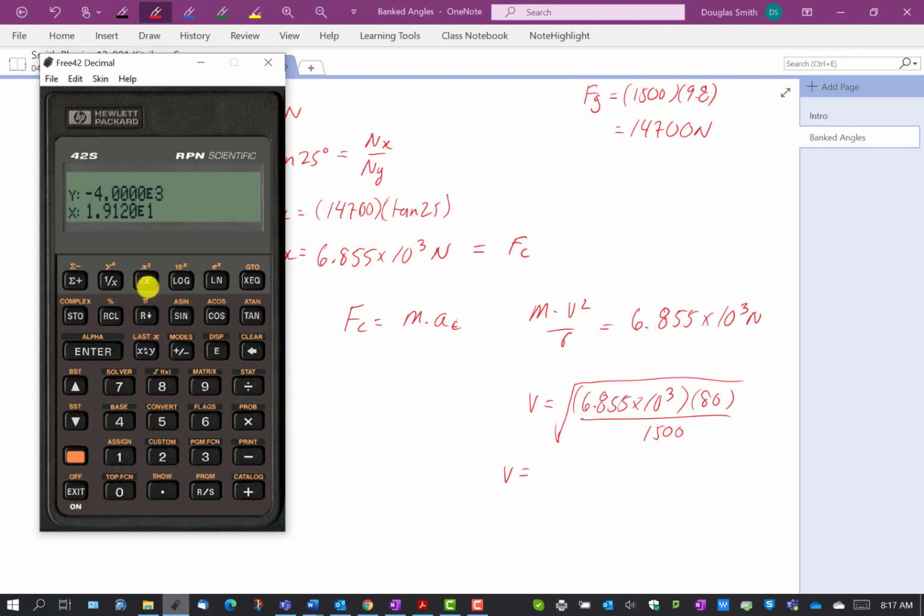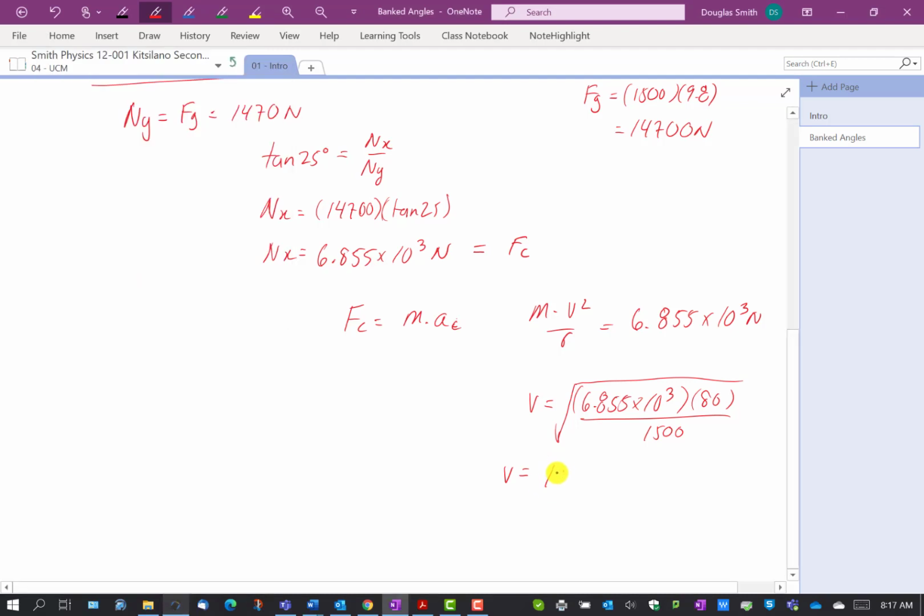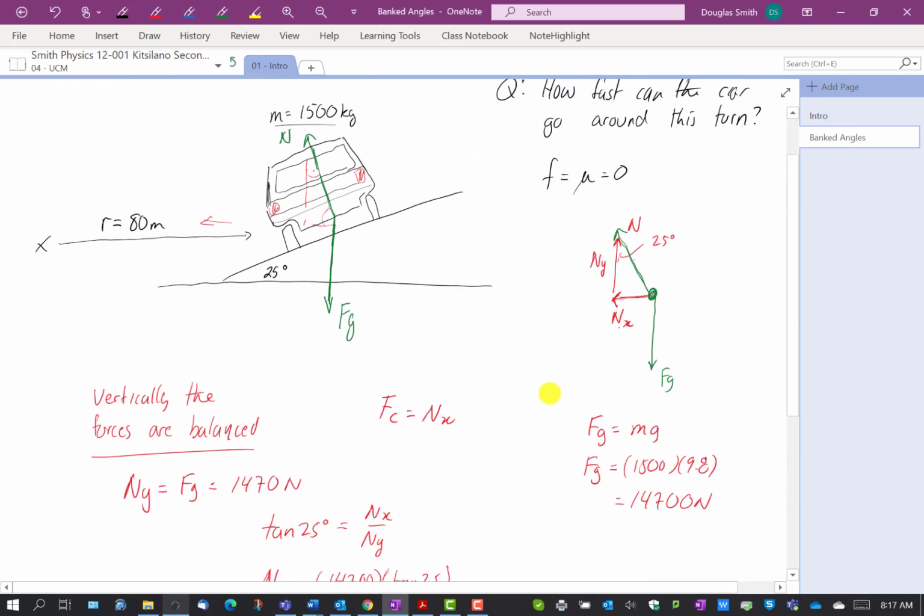So this car can actually go really fast. That's 19 meters a second around the corner. So even if there's no friction, that car can go 19 meters per second around the corner. That's how you do banked angled circular motion questions.